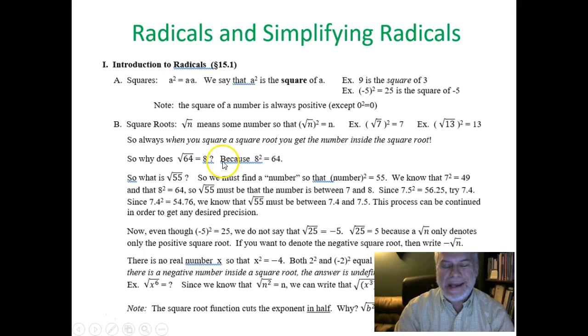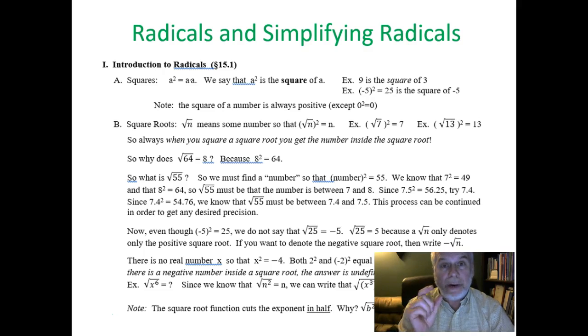So when I say a squared, of course that means a times a. If I had said a to the third power, it would be a times a times a, of course. Now, we say that 9 is the square of 3 because 3 times 3 is 9. Now, negative 5 squared is 25 because negative 5 times negative 5 would be positive 25.